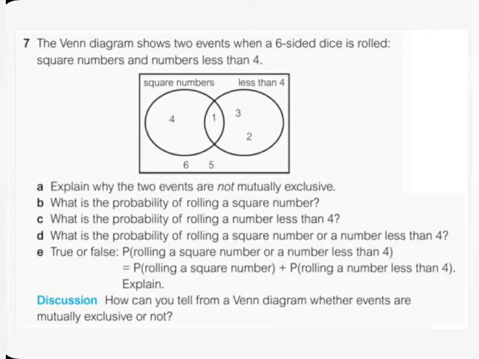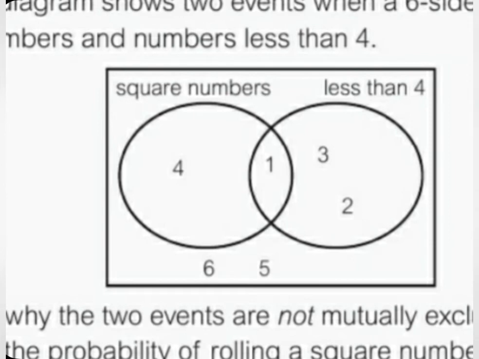In this video, we're going to talk about mutually exclusive events. Question 7. The Venn diagram shows two events when a six-sided dice is rolled. We have square numbers and numbers less than 4. These two events are here in Venn's diagram. Now let's take a look at the diagram.